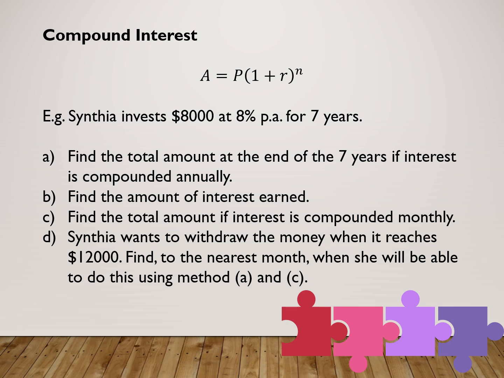The first one is going to be compounded annually. The second one is going to be the amount of interest earned. The third one is compounded monthly. And then the fourth one is a harder application.